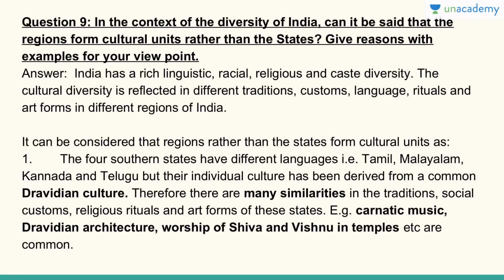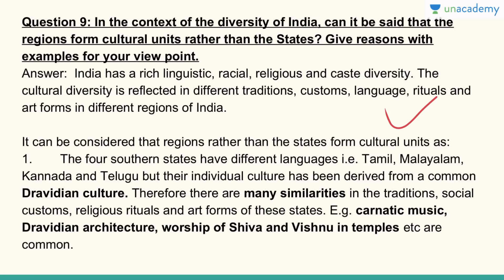So India has a rich linguistic, racial, religious and caste diversity, and the cultural diversity is reflected in different traditions, customs, language, rituals, art forms in different regions of India. Now it can be considered that regions rather than the states form the cultural units. For example, the 4 southern states, they have different languages like Tamil, Telugu, Malayalam, Kannada, but their individual culture has been derived from a common Dravidian culture. So that point is also very much correct.